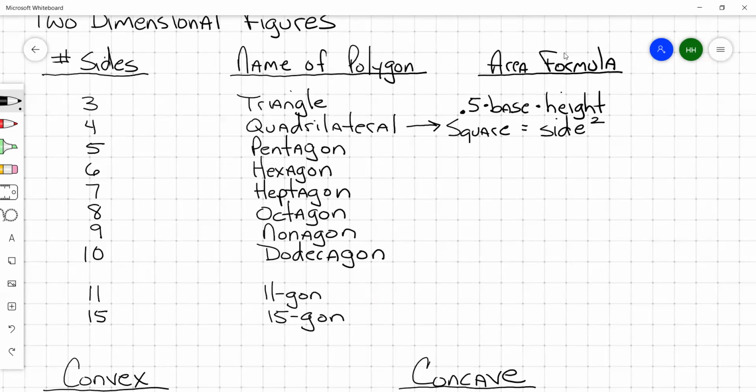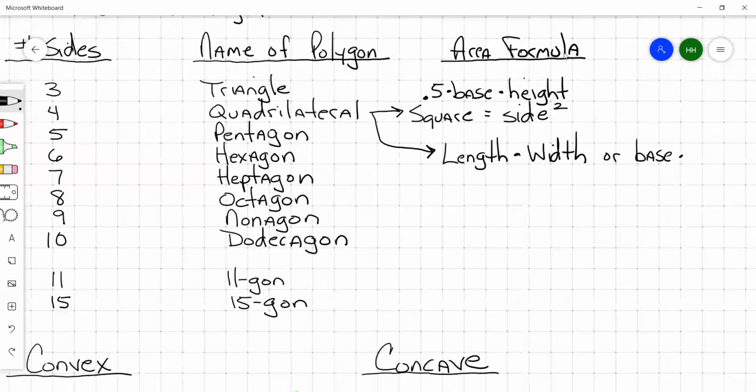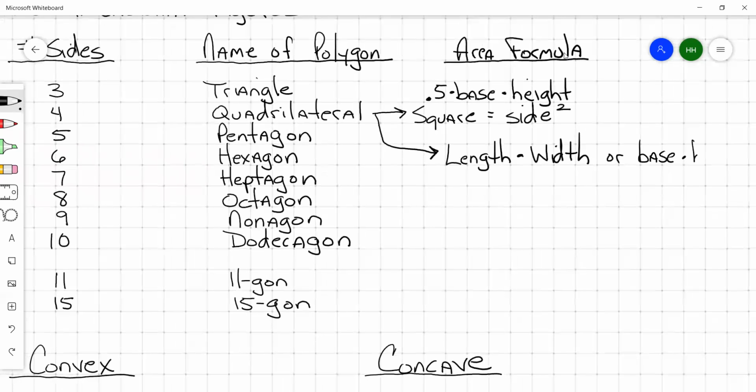If it's any other 4-sided shape, then it's length times width. Or you can use base times height. Depends on how the dimensions are given. Length times width or base times height. Either of those formulas will work for a 4-sided shape that's not a square.